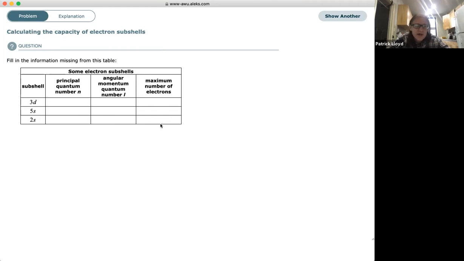Okay, so I want to show that to you because it actually involves one more important concept. So here's our subshell, 3D, 5s, 2s. N would be 3, 5, and 2. L would be 2, 0, and 0. And then the maximum number of electrons.